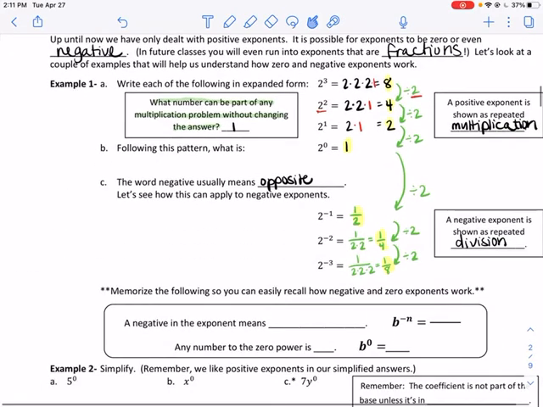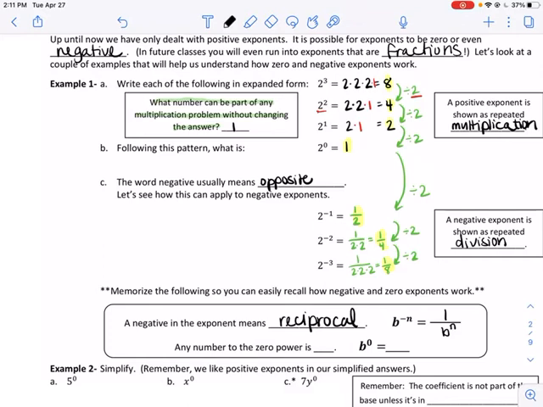So we're going to write these words down. A negative in the exponent means that it's the reciprocal of the positive power. So we're going to write reciprocal. And then any number to a negative power will be 1 over that number to the positive power, just like we saw above that it was 1 over 2 and 1 over 4. Any number to the 0 power is 1. I love this rule. This one's my favorite because you can get rid of so many things with this rule. You don't even have to deal with exponents anymore because it just equals 1.